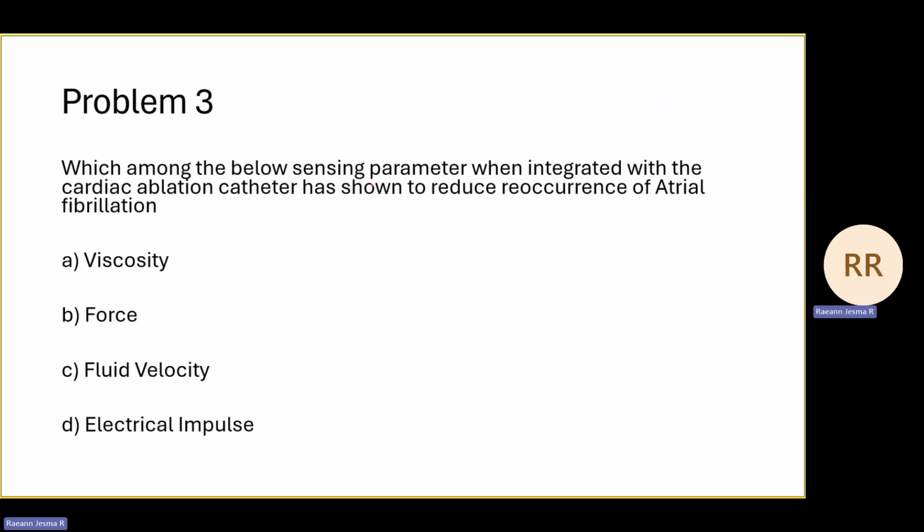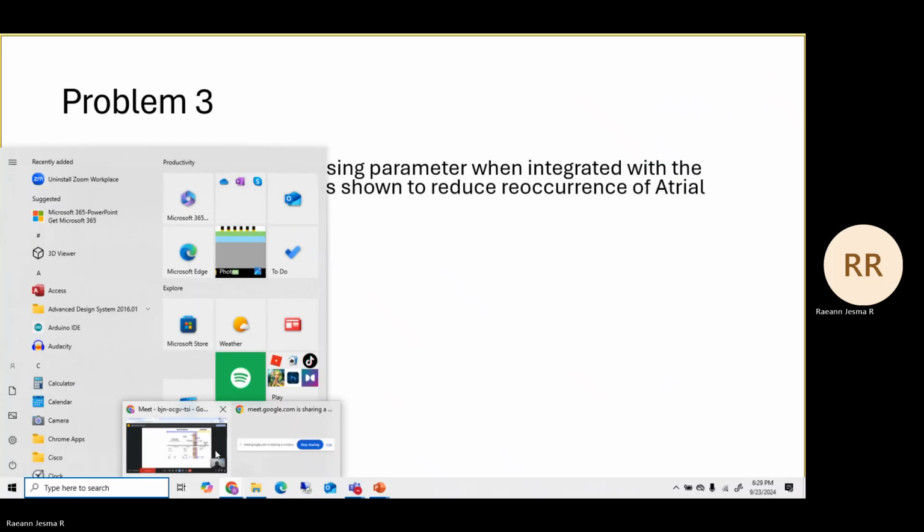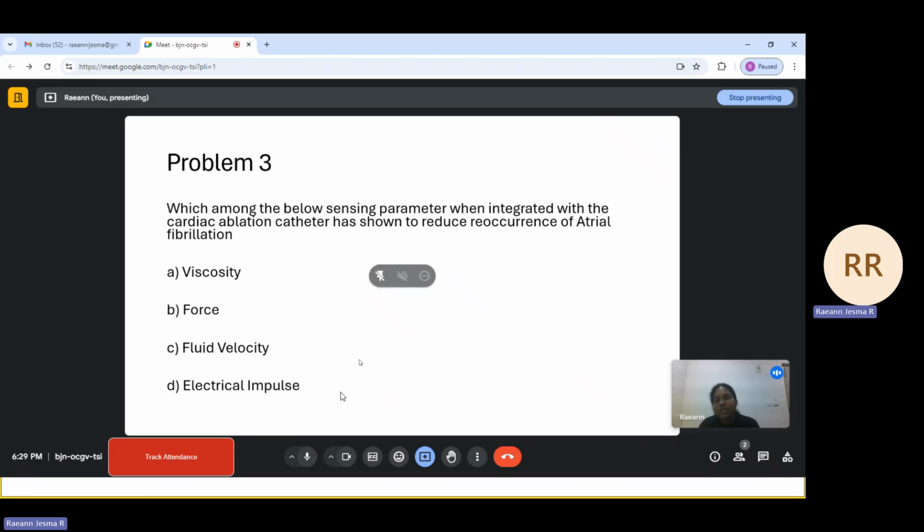What is mentioned here is we are sensing some particular parameter, and we are using this parameter as a feedback for the cardiac ablation catheter. By having this particular feedback mechanism, we are able to reduce the reoccurrence of atrial fibrillation.